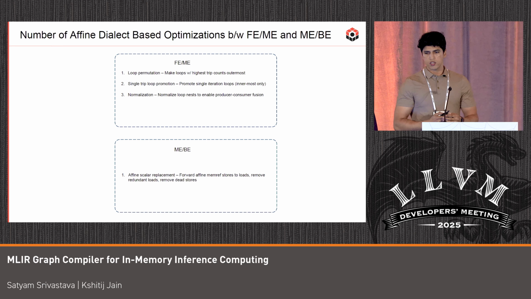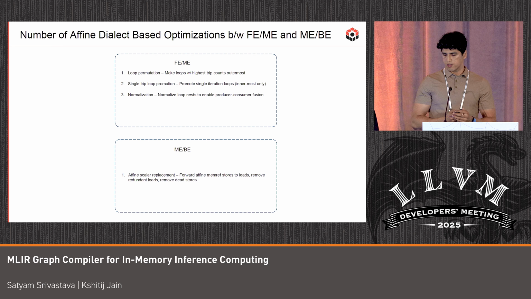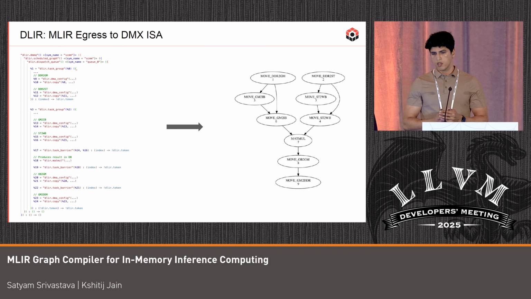Throughout the lowering, we use a number of affine dialect-based optimizations that have been mentioned here. I'm going to avoid talking about them in detail in the interest of time.